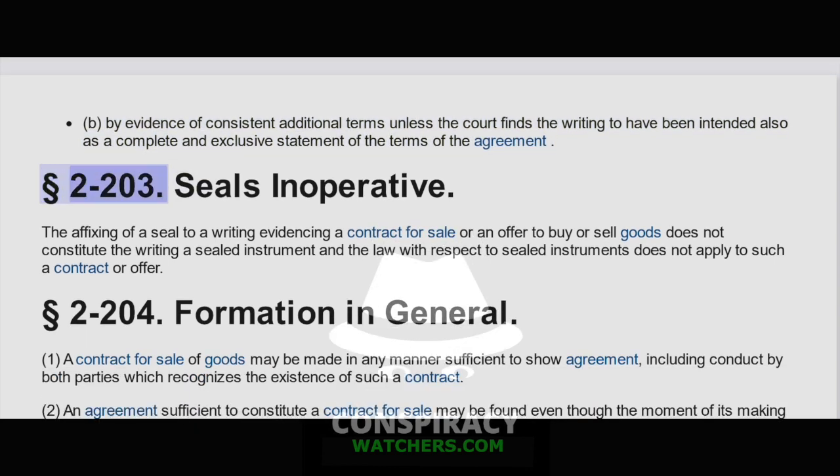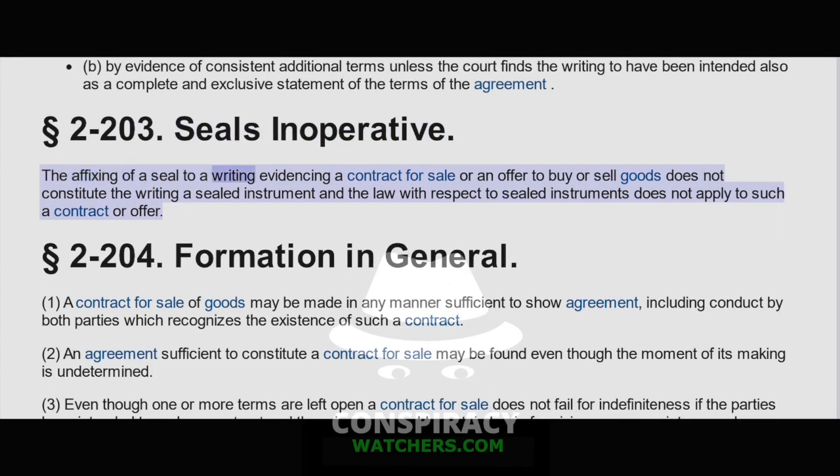Section 2-203. Seals inoperative. The affixing of a seal to a writing evidencing a contract for sale or an offer to buy or sell goods does not constitute the writing a sealed instrument, and the law with respect to sealed instruments does not apply to such a contract or offer.